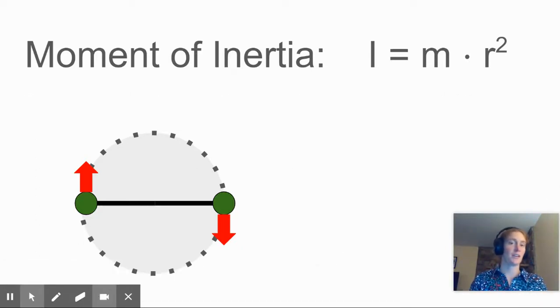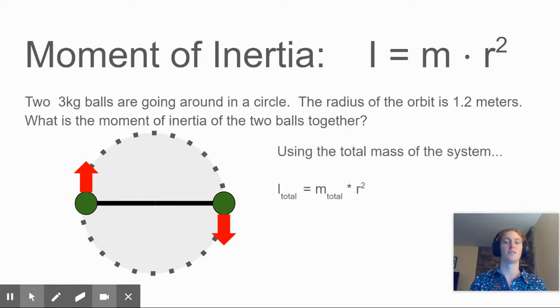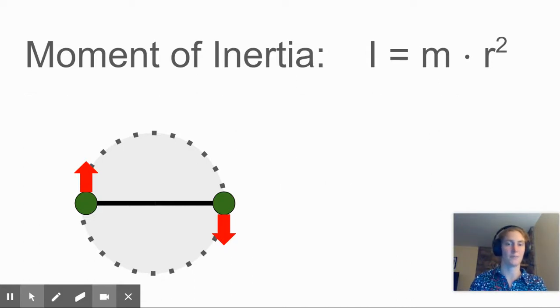The first way I want to show you to find your moment of inertia is by using the total mass of the system. This is the most common way students will do it. They will do the total mass times the distance that the mass is from the center, your radius in this case, squared. Because you have two 3 kilogram masses, you have a total mass of 6 kilograms, and then you use your 1.2 meters to get a total moment of inertia of 8.64.